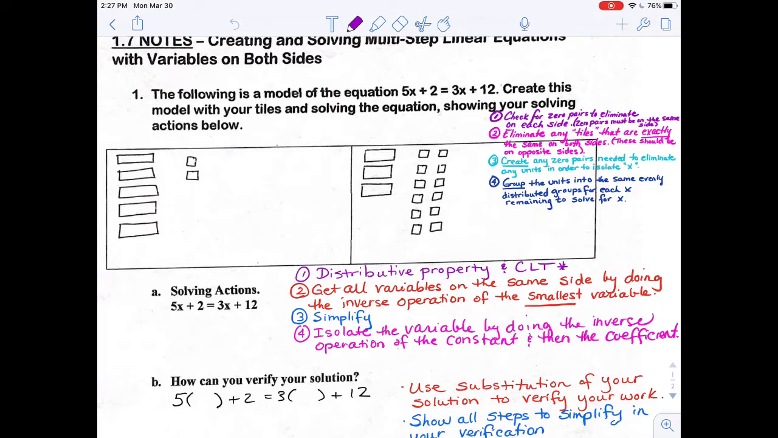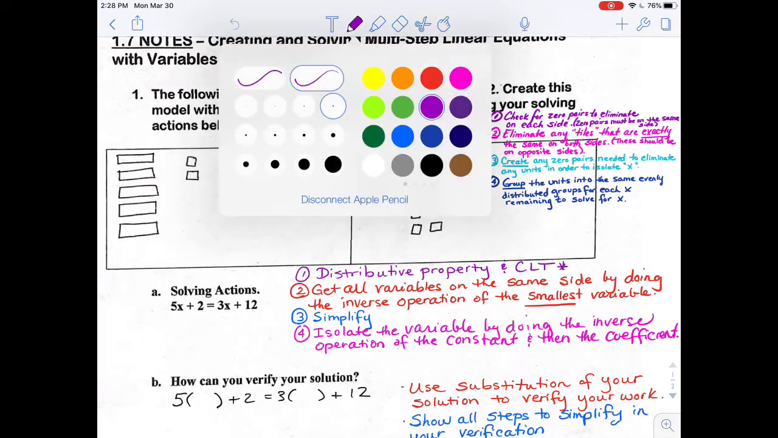So for step 1, it says check for 0 pairs to eliminate on each side, which means you have to look at the left. Are there any 0 pairs? No, I don't see any. And then look at the right. Are there any 0 pairs? I don't see any. If there were, I would get rid of them. I'd eliminate them.